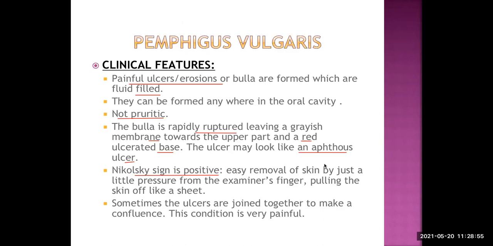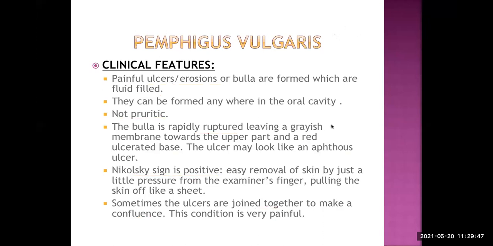So if I apply a bit of pressure tangentially, meaning on the side, then the skin can be pulled out like a sheet of paper. This is known as the Nikolsky sign, positive Nikolsky sign. It is not only present in Pemphigus vulgaris, it is also present in SSSS, and even in toxic epidermal necrolysis, a type of drug reaction. Sometimes the ulcers join together and form a bigger one. This is known as confluence of the ulcers. If this occurs in the oral cavity or in the mucous membrane, it is a very painful condition. Even on the surface of the skin, it can cause a lot of pain.